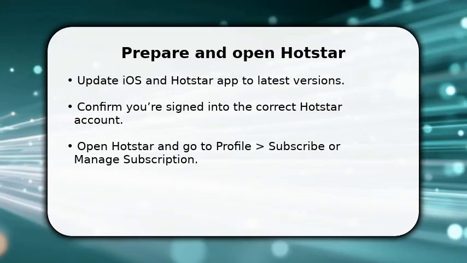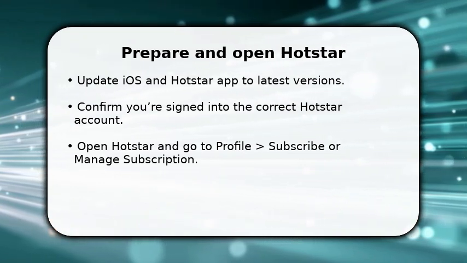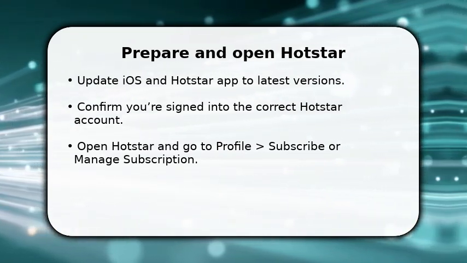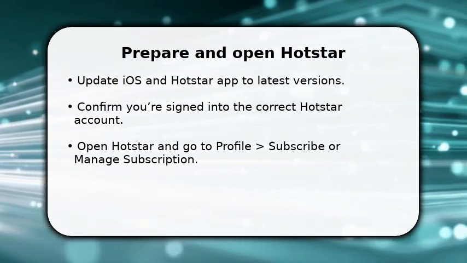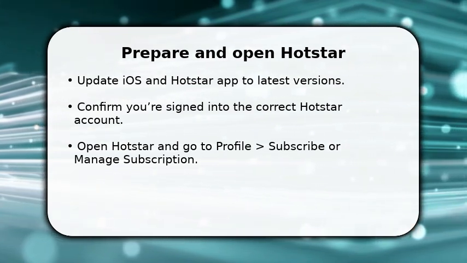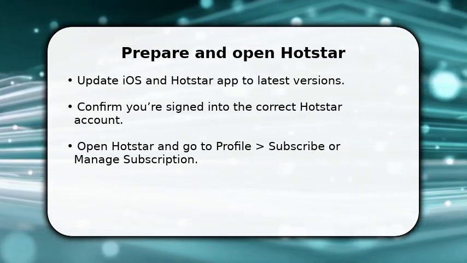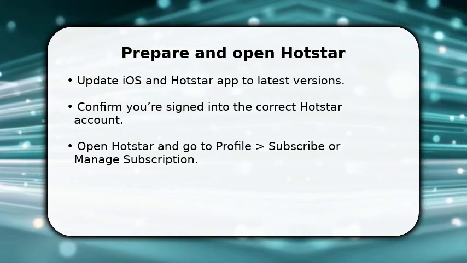You'll start by making sure the app and iOS are current so settings behave predictably. Once done, open Hotstar and confirm you're signed into the account you want to change. Next, navigate directly to Profile and tap Subscribe or Manage Subscription. This gets you to the in-app options that control ad-free access. Do this immediately. It's the fastest route to stop ads officially.